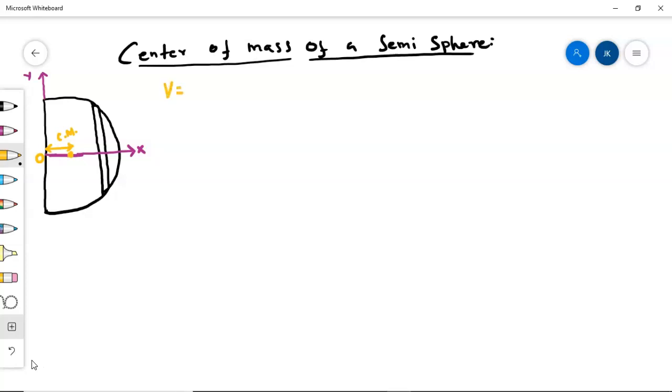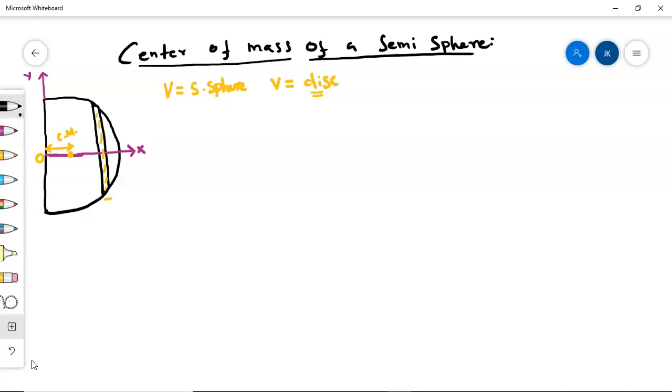We need the volume of a sphere and we need the volume of a disk, and the volume of the semi-sphere. We need it. So why do we need this disk? Because in this semi-sphere we are going to cut a piece and it is a disk. When you cut this, it will have some thickness.